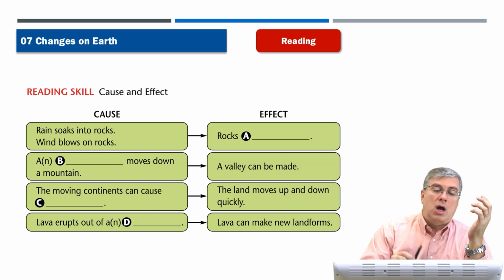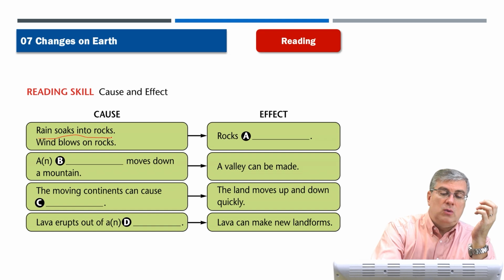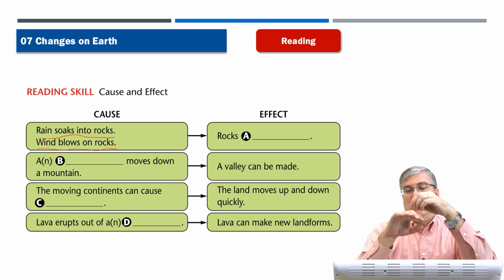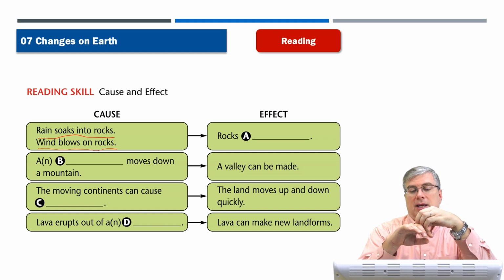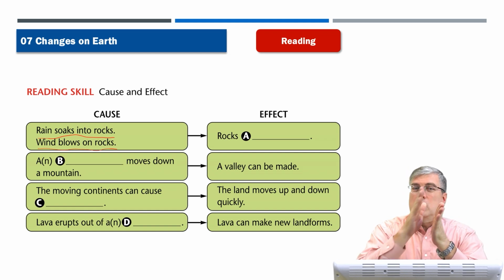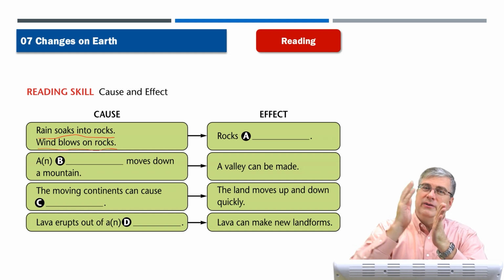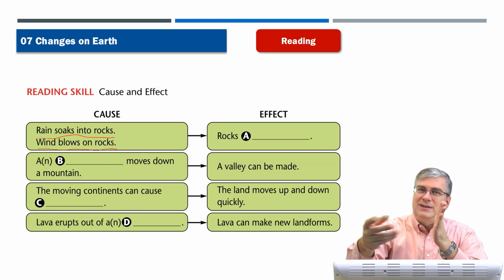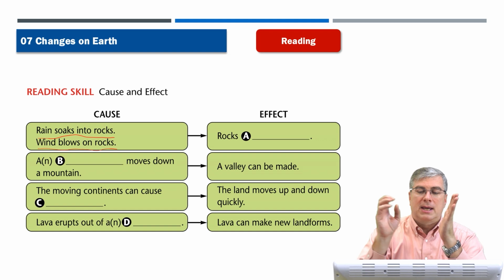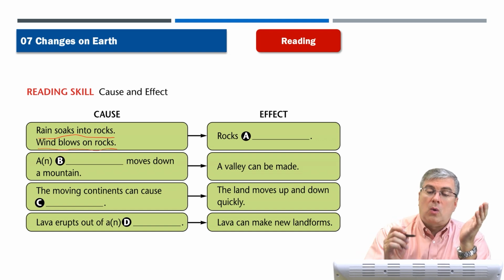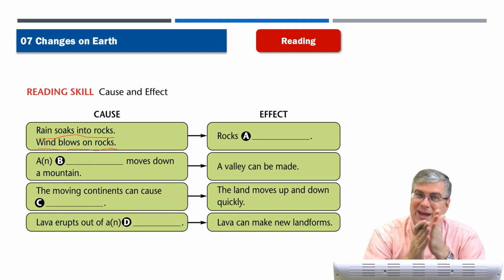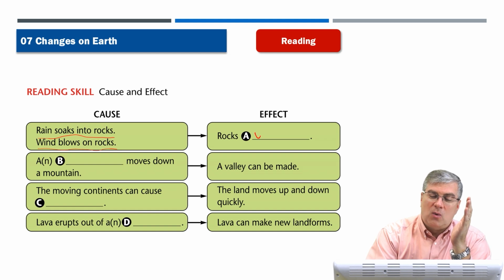Well, first of all, cause. Rain soaks into rocks. Wind blows on rocks. Now, we talked about rain, especially when it's freezing and melting, but wind also, of course, blows on the rock, and that's a constant force that's slowly taking little bits of the rock away. So what happens? Rocks, I said it already, rocks wear away.